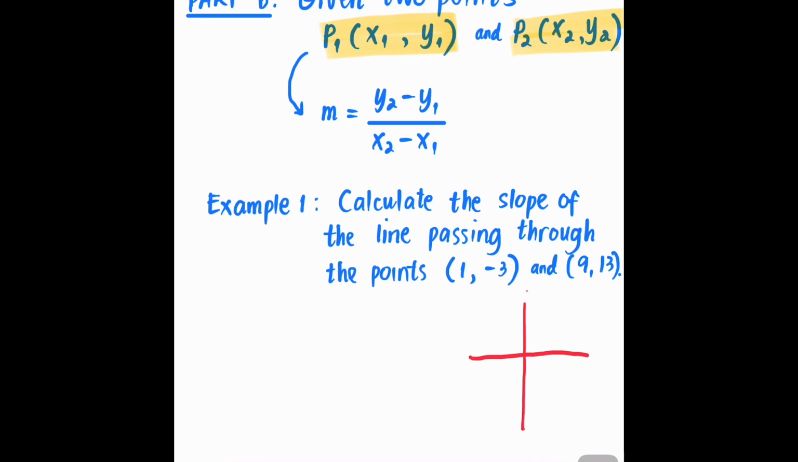Okay, so you have the y-axis here and x-axis. For your first point, for example, is this one: 1, comma, negative 3. And we know that (1, -3) is on this quadrant, right? So 1, for example, this is 1, and this is negative 3. So this is our first point, (1, -3).